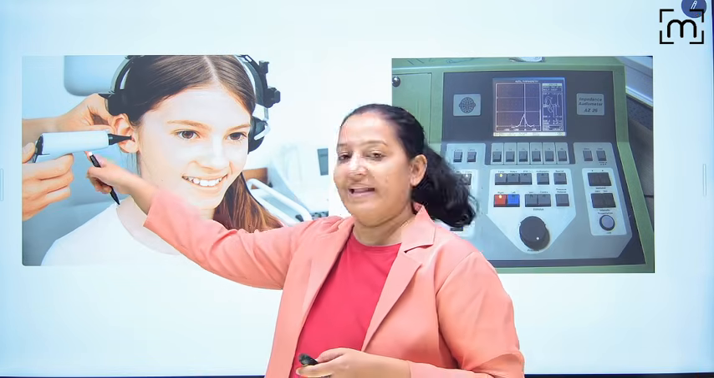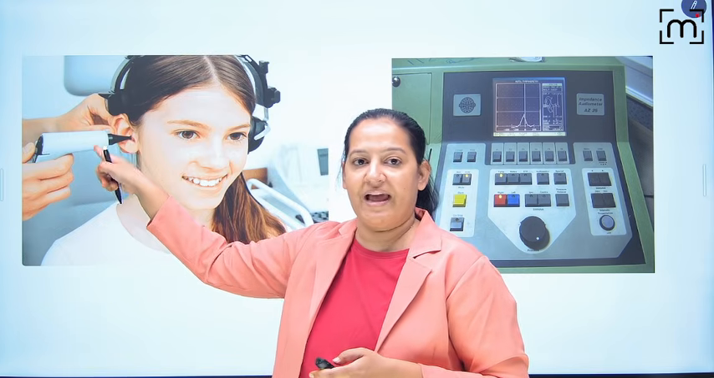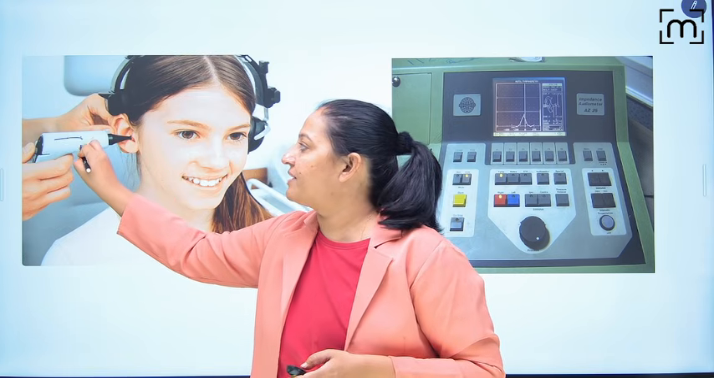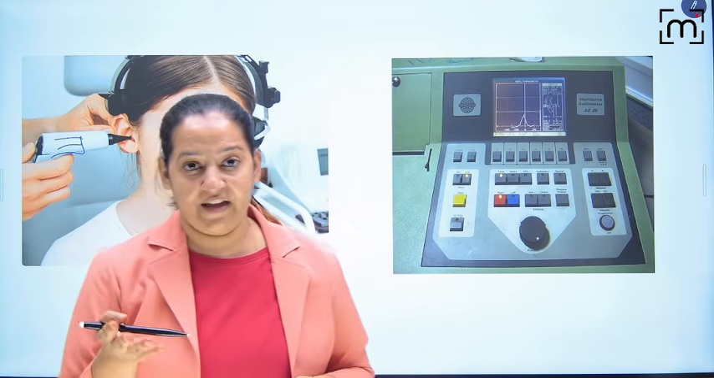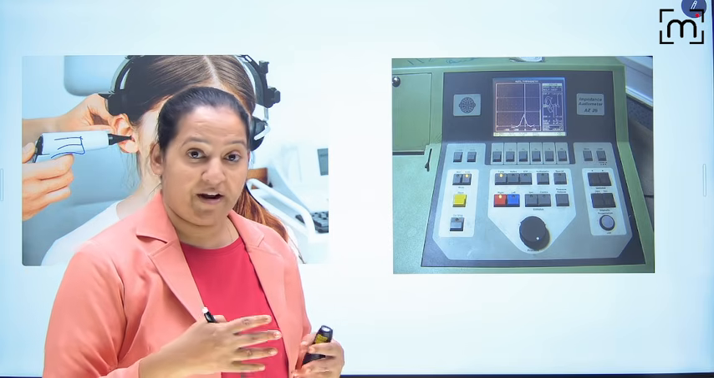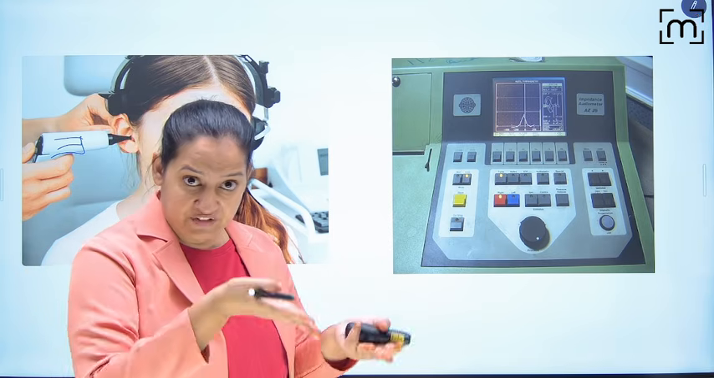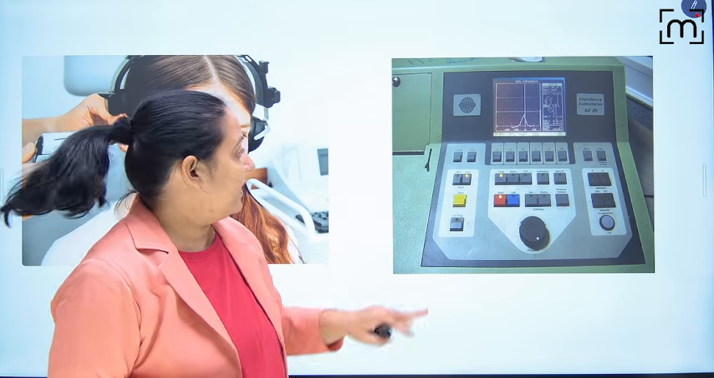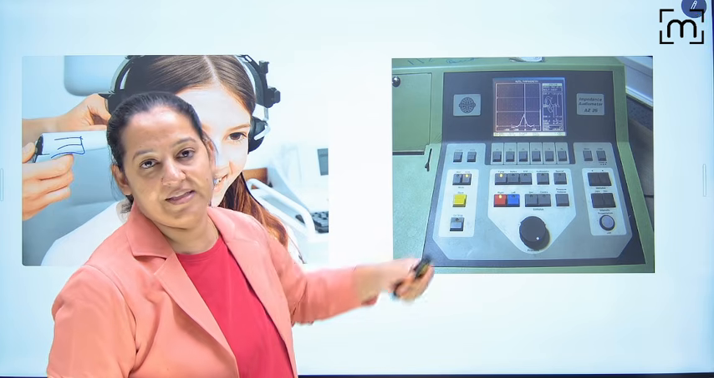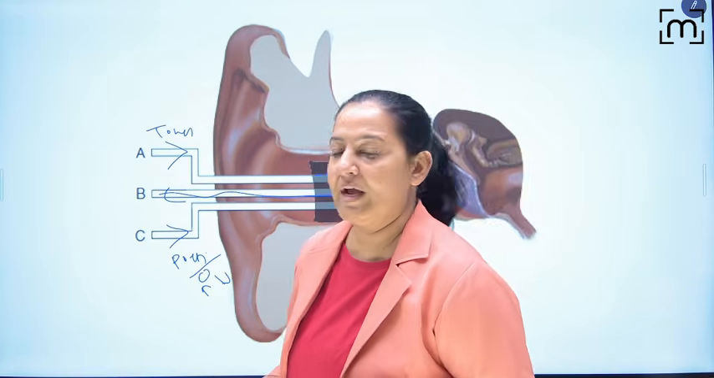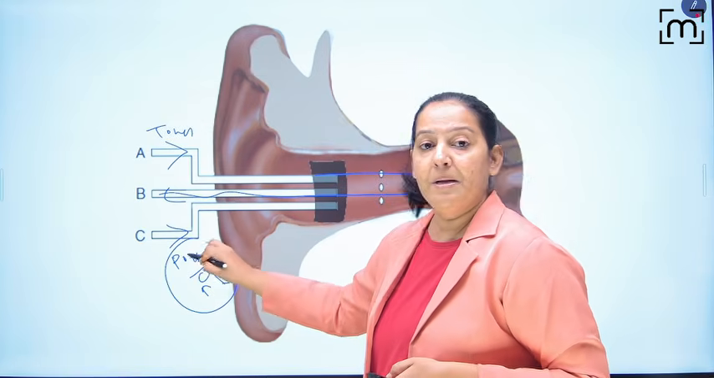So the instrument is like this. We are putting the impedometer like this, and it has these 3 channels. The effect of pressure, the changes in the pressure, and what the microphone detects as reflected back, are plotted on a graph. You can see this is on a tympanograph. It is automatically plotted.